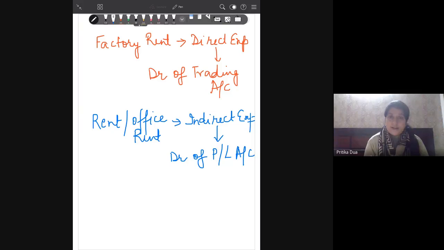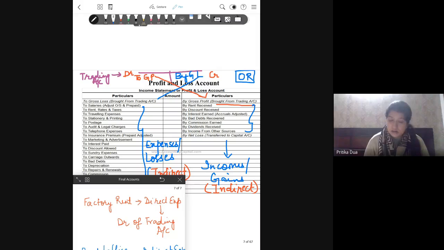So rent, rates, taxes, if nothing is written, then directly take it to the P&L account. If the factory term is used, then you take it to the trading account. Moving back to the format, next are the traveling expenses.